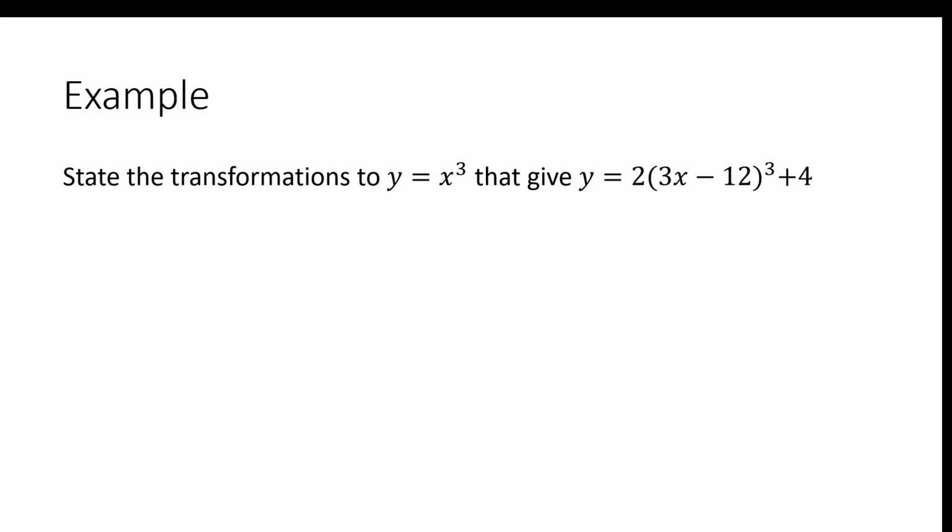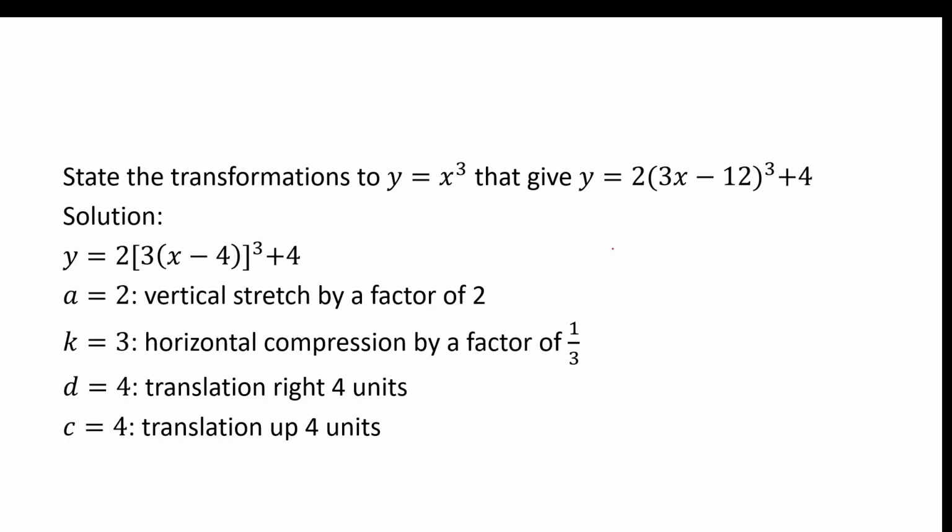So let's say we wanted to state transformations to y equals x cubed that give the curve shown there. Well, right away we see that we would like to factor the 3 out of the input. We do that. And now we can say a is 2, so we have a vertical stretch by a factor of 2. K is 3, so we have a horizontal compression by a factor of a third. D is 4, so we have a translation right 4 units. And C is also 4, we have a translation up 4 units.